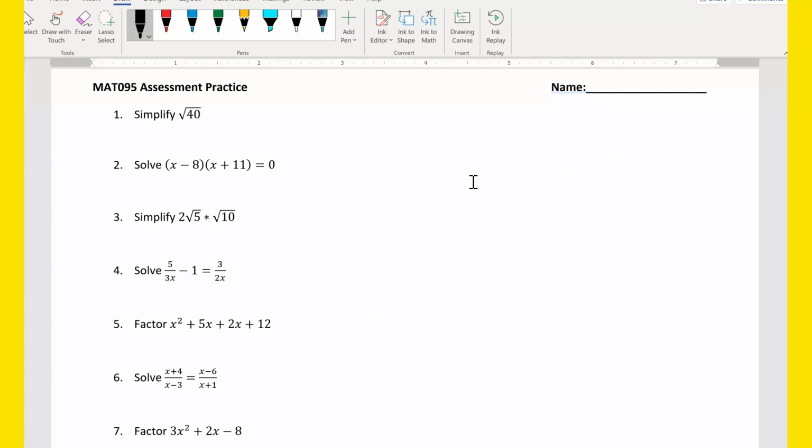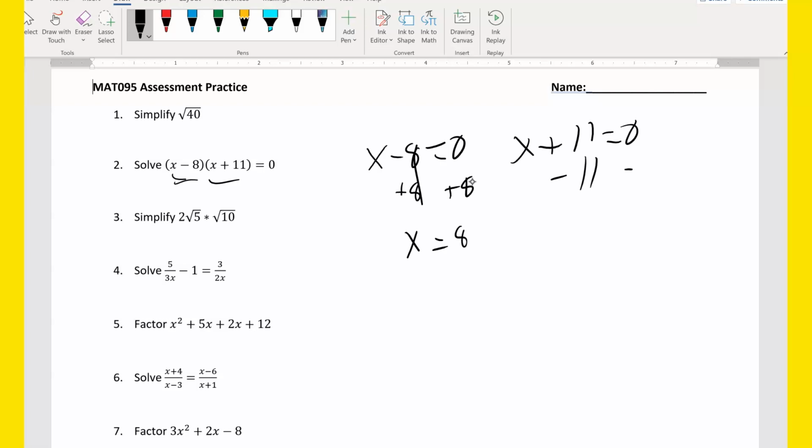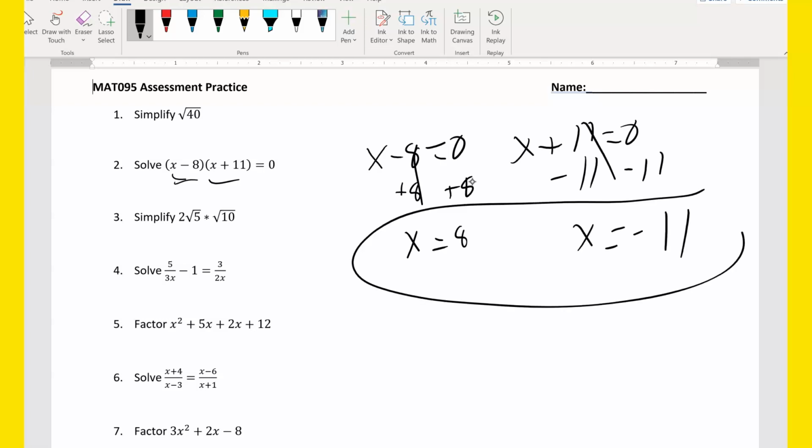All right, number two. Number two is a lot easier than it looks, because this is already in factored form. It's already factored for you. All you have to do is set both of these factors equal to 0. So if we set x minus 8 equal to 0 and x plus 11 equal to 0, we solve them both, and we just get x equals 8, and we get x equals negative 11. So 8 and negative 11 would be our answers there. And you can see that that's pretty much just the opposite of what those numbers are in the factors there.